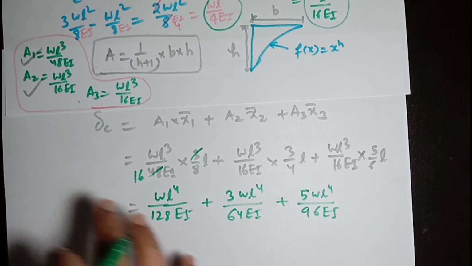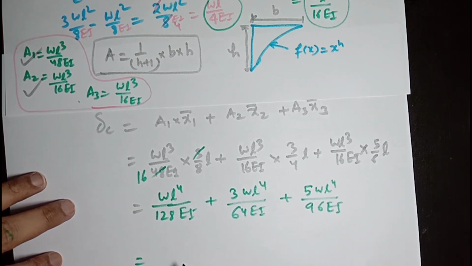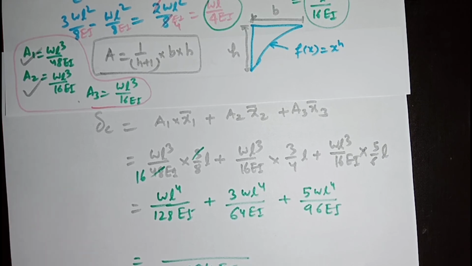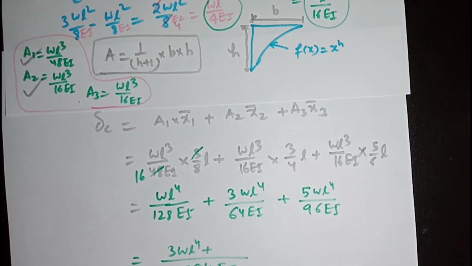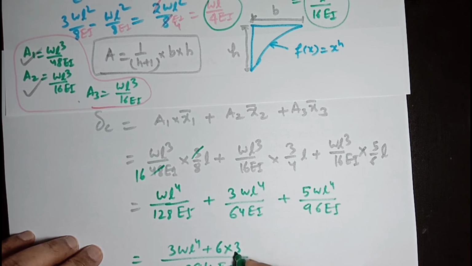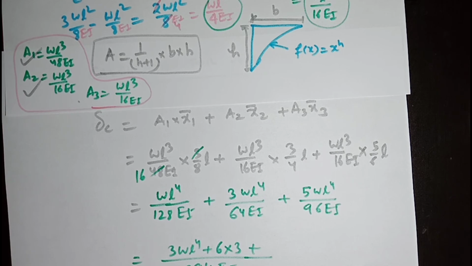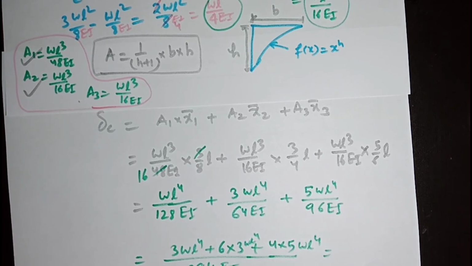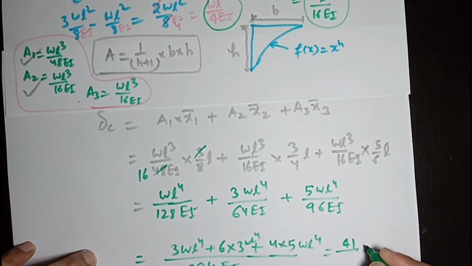The LCM of these will be 384 EI. So 384 divided by 128 will give 3, 384 divided by 64 gives 6, and 6 multiplying 3 is 18, and 384 divided by 96 will give a value of 4, multiplying with 5 gives 20. So with WL to the 4, it will be 20 plus 18 plus 3, which is 41 WL to the 4 divided by 384 EI.